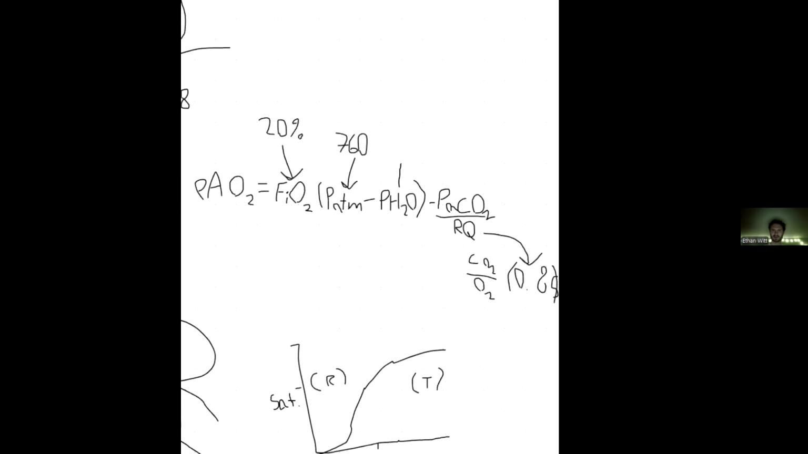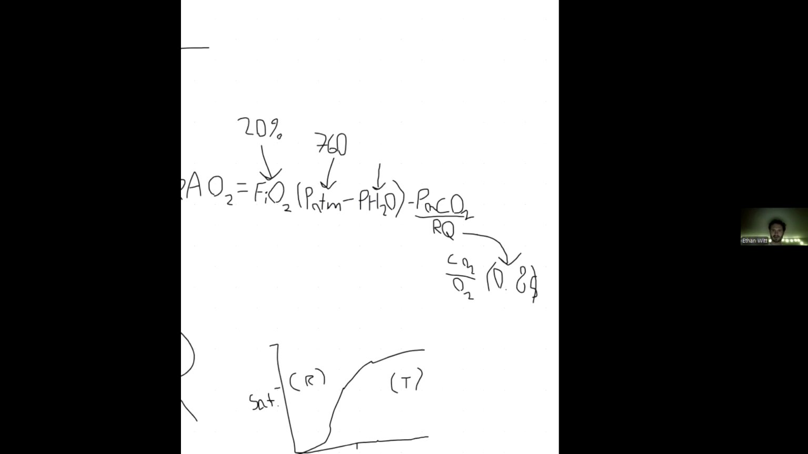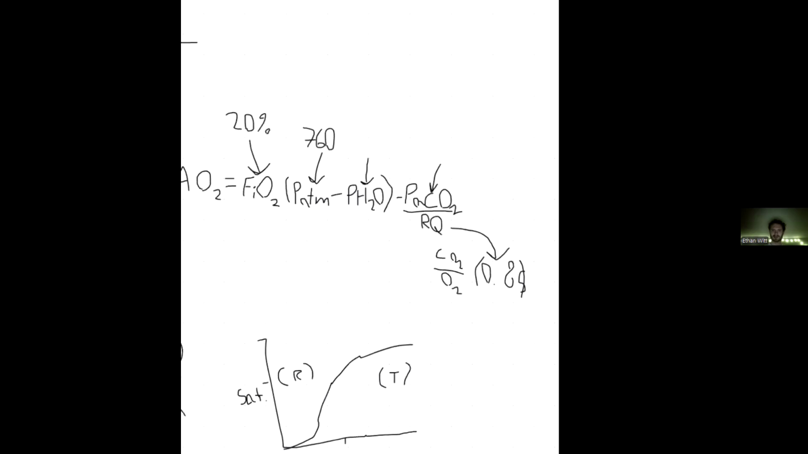We have the pressure of H2O and the partial pressure of carbon dioxide. And this is 47. And I'll have to check what this is, usually 40. Yeah, this is 47-ish.